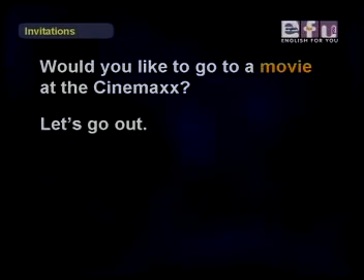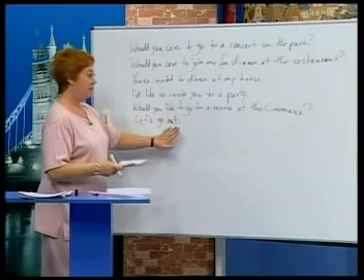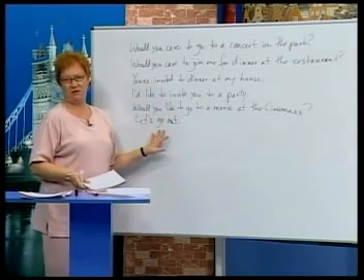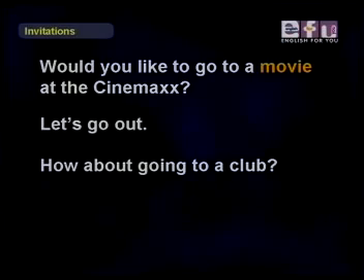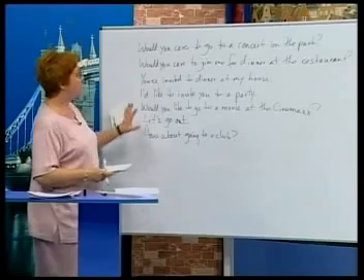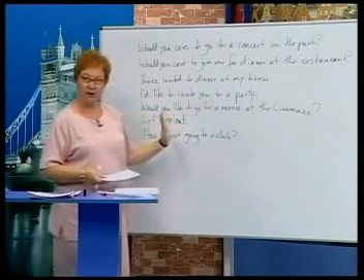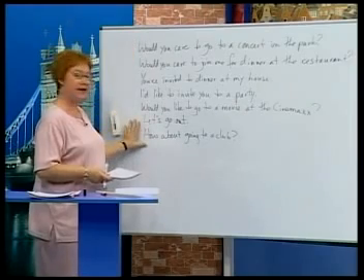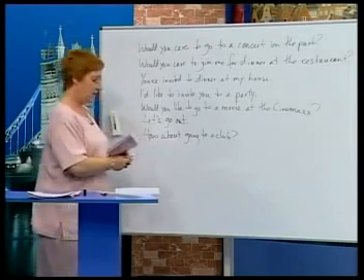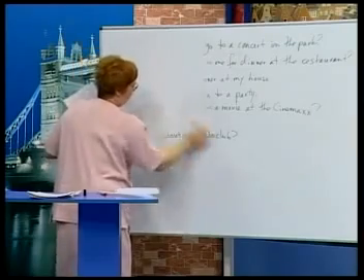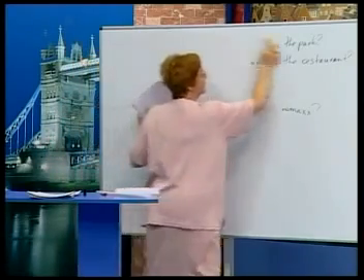Now here's a casual one. Let's go out. There's no time or place or anything. It's very casual, very general for this one, okay? Now, here's another one. How about going to a club? So here we have a what and a where. From very formal to very casual. All right? Now, we usually say when we want to go. So let me take this away and then I'll show you more examples with the place and the time.